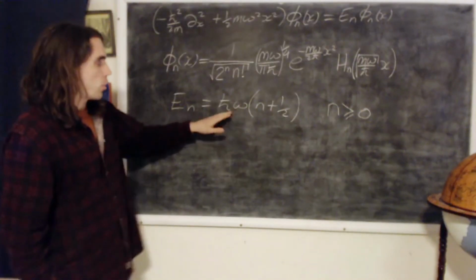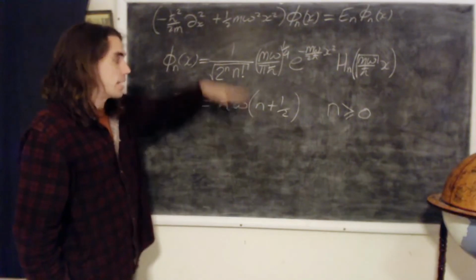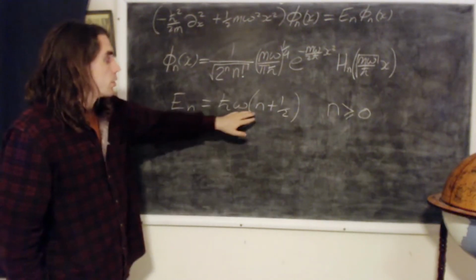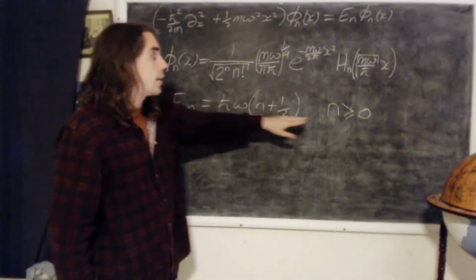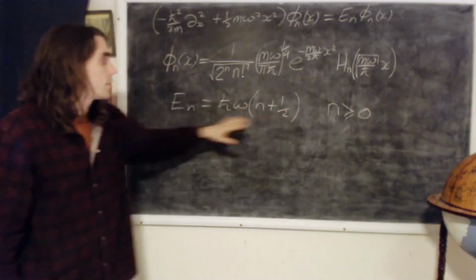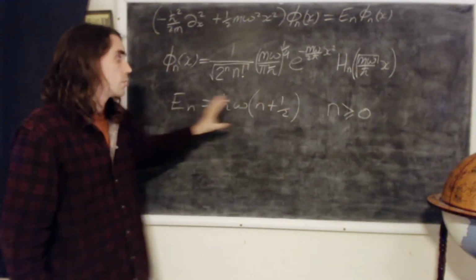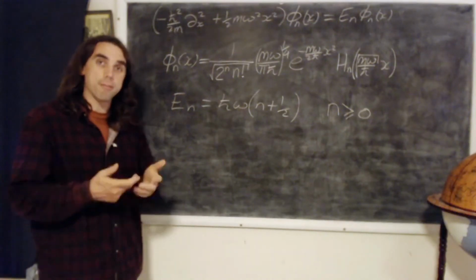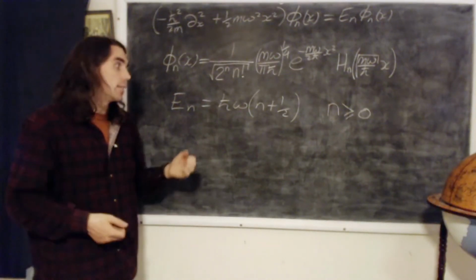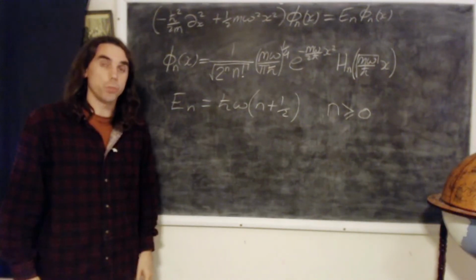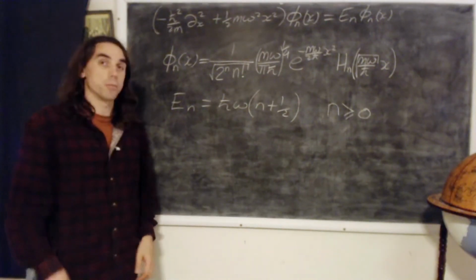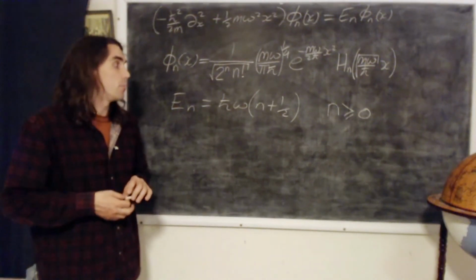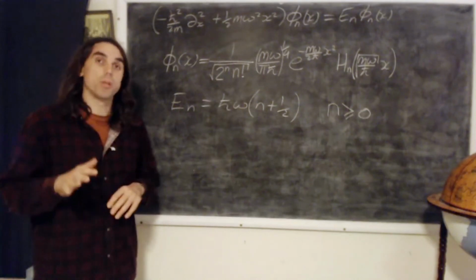So the energies, as promised, are evenly spaced in energy. You'll notice that the ground state has n equals 0, but it does not have 0 energy. So there's what's called a ground state energy of this system. The minimum energy a particle can have in this quadratic potential is not 0, it's h bar omega over 2. This is also sometimes called a zero-point energy for the system. It's somewhat mysterious, but not too much of a problem.